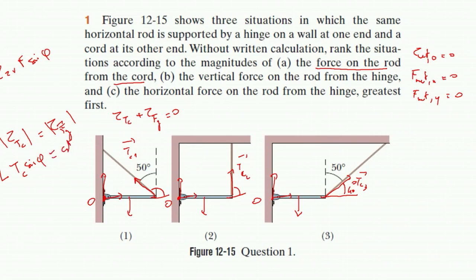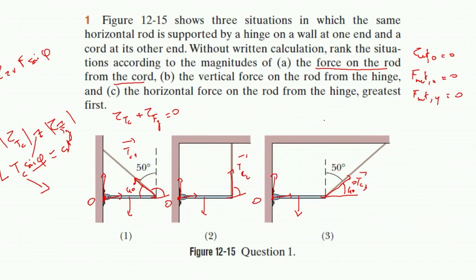Now that means if L is constant, the bigger sine will give me a smaller TC for a constant result. If sine is large, TC is small. Sine is largest at 90 degrees, so TC is smaller there. In terms of magnitude, these two will be the same for TC, because here you have 40 degrees, and here also you have 40 degrees.